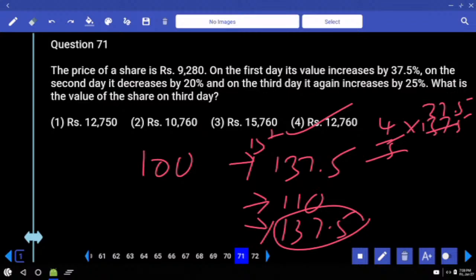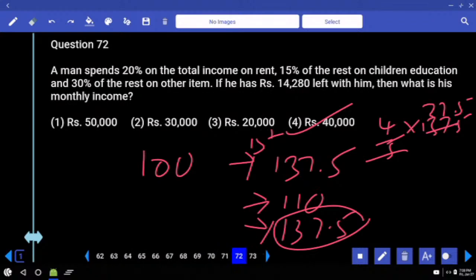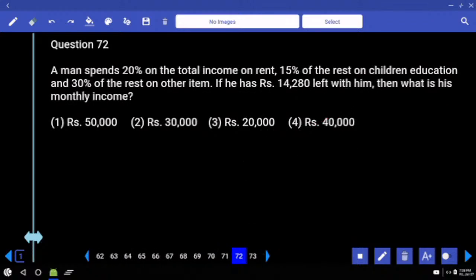Okay? 100 method. I have not done anything new. This you know since your childhood, right? Next, 72nd. Again we can apply the 100 method only. Nothing much to talk about.